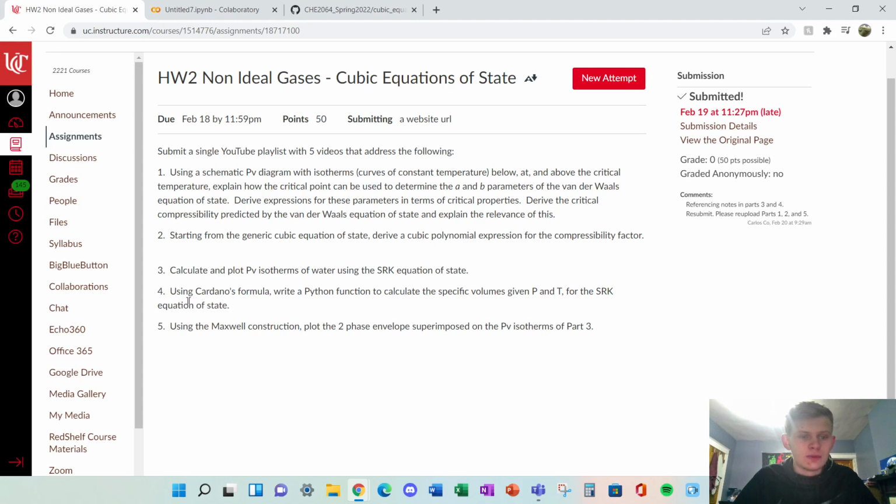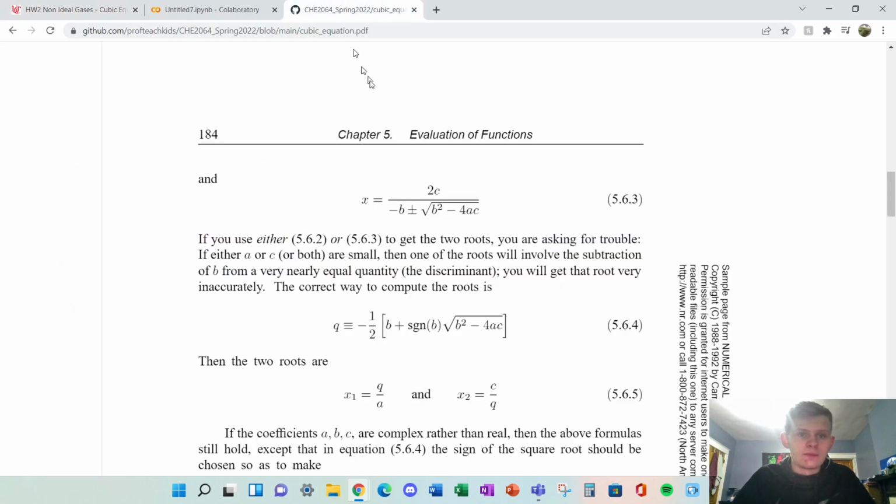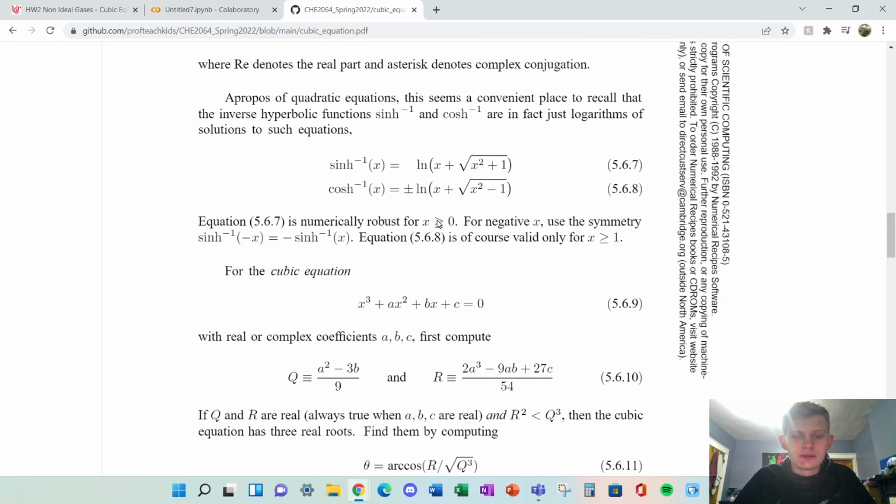And in this video, we're going to be using Cardano's formula to write a Python function to calculate the specific volumes given pressure and temperature for the SRK equation of state. Before we start coding, I want to clarify one thing.